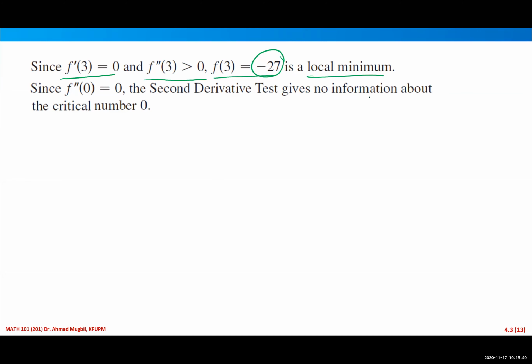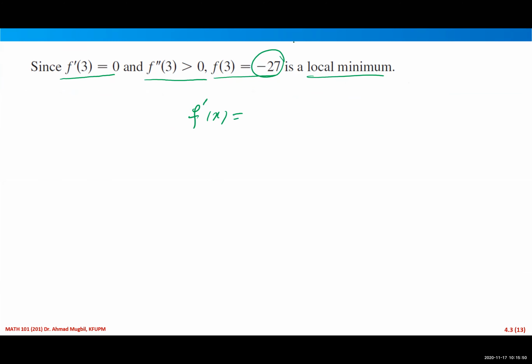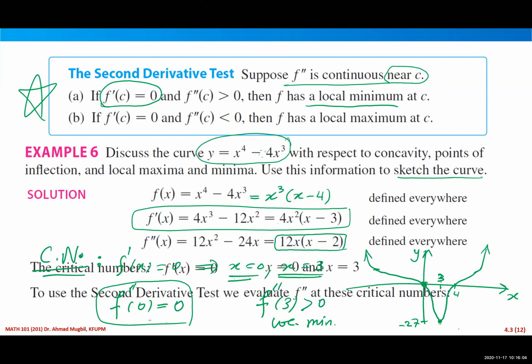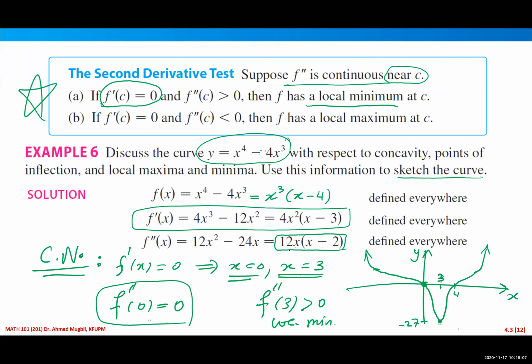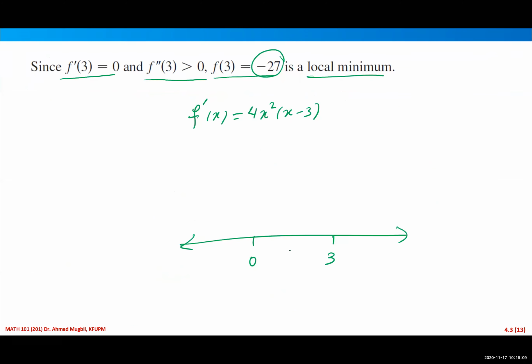You need to check. Let's remember what the first derivative was. The first derivative was 4x squared times x minus 3. Now we need to use the test. What are the critical numbers? The critical numbers are 0 and 3. So we need to study the behavior of the first derivative around these numbers. Don't worry about this. What are the zeros?